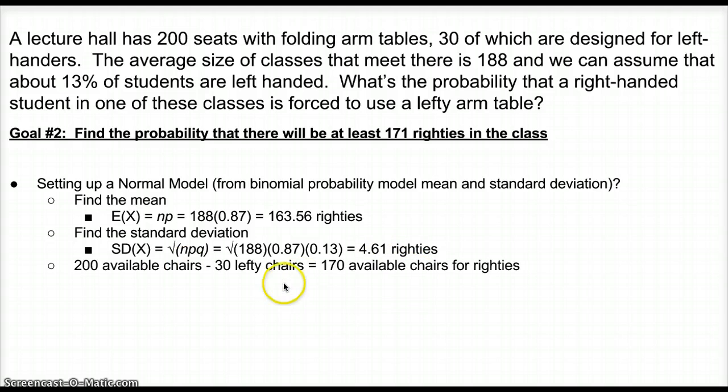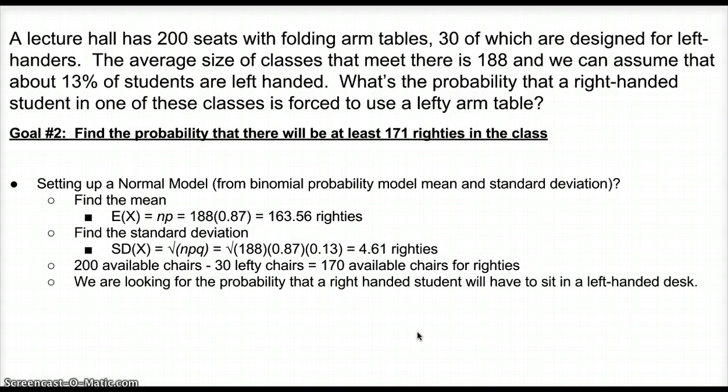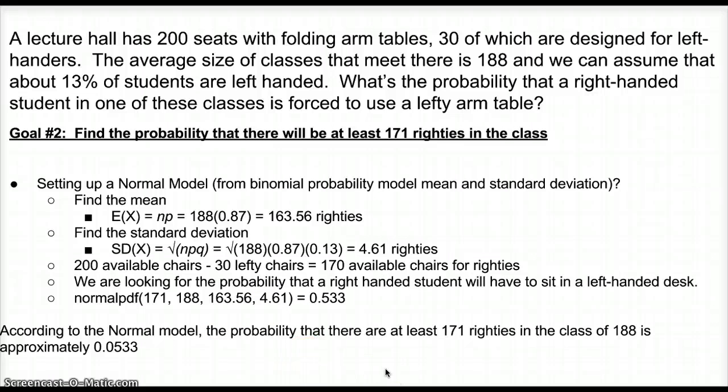So what's going on now is same idea. We have 200 chairs available, but we're taking away those 30 chairs, so there's 170 right-handed chairs. And we're looking for the probability that a right-handed student will have to sit in a left-handed desk. So that means that there's going to have to be at least 171. So it's the normal CDF. Our lower number is 171. Our higher number is 188 because that's the max students. We found our mean and we found our standard deviation. So according to the normal model, the probability that there are at least 171 righties in the class of 188 is approximately 0.0533.